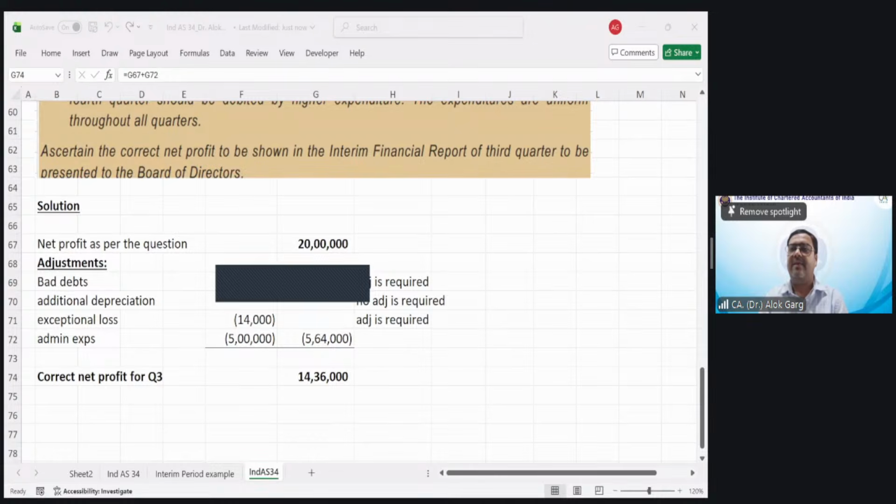Great. So my dear friends, now let me show you some multiple choice questions, and with these multiple choice questions we will revise the entire concept of Ind AS 34.